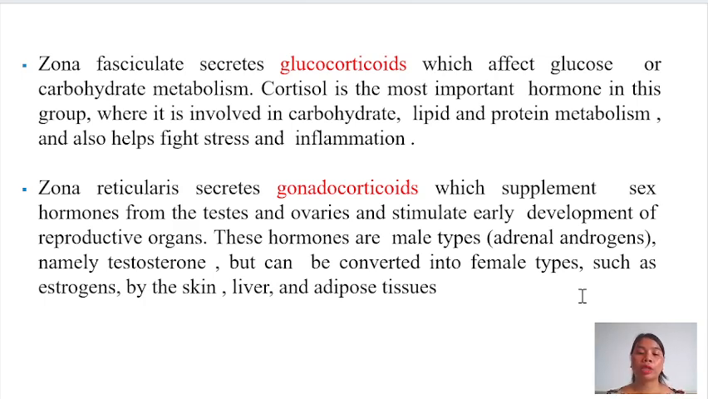Then the zona reticularis secretes gonadocorticoids, which supplement the sex hormones from the testes and ovaries, and they stimulate early development of reproductive organs. These hormones are male types, that is adrenal androgens, namely testosterone, but it can be converted into a female type such as estrogen by the skin, liver and also the adipose tissue.